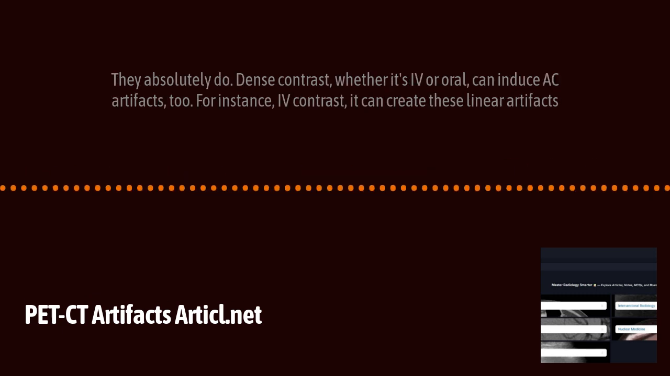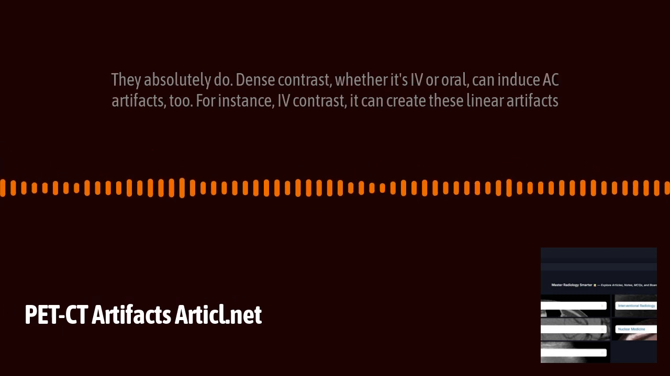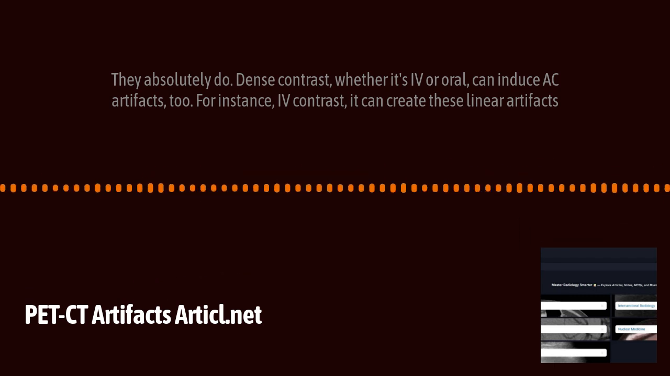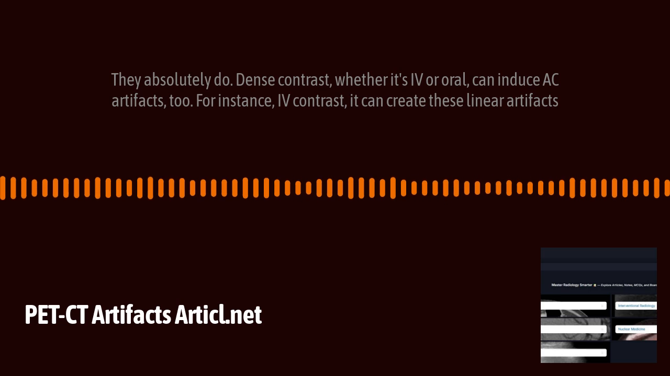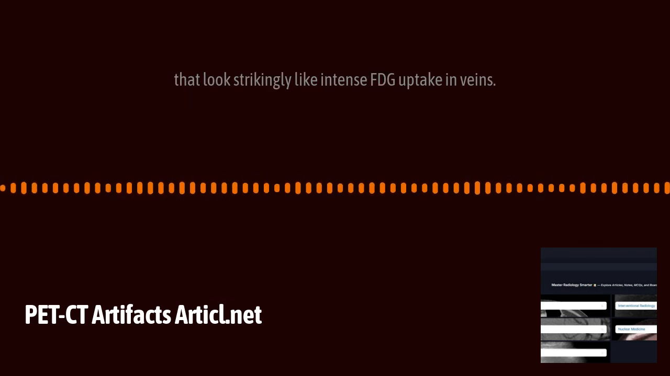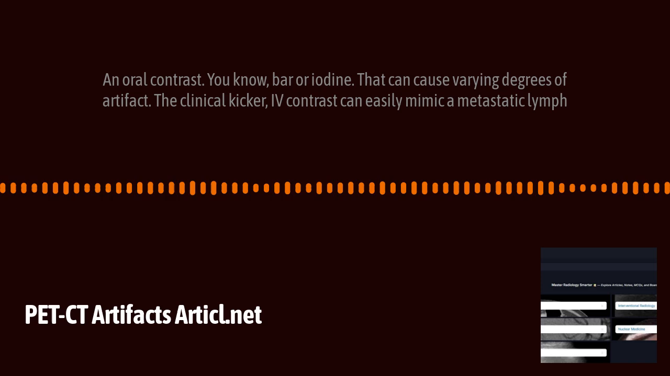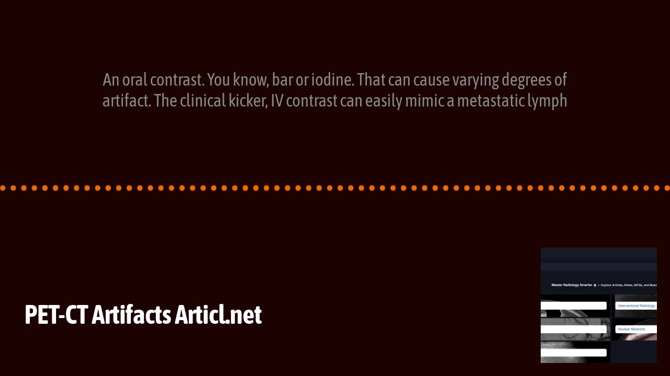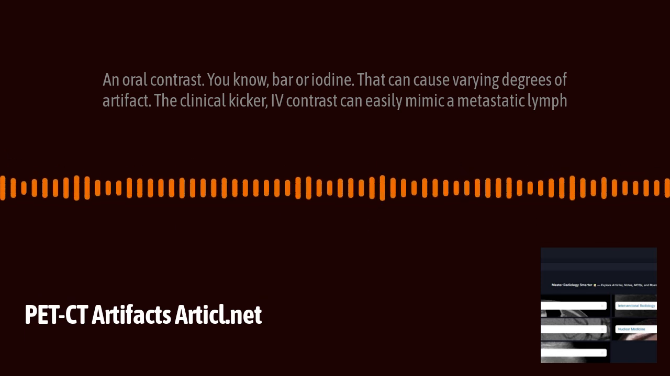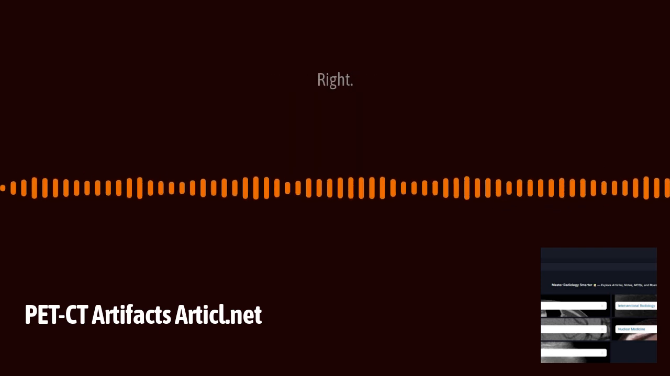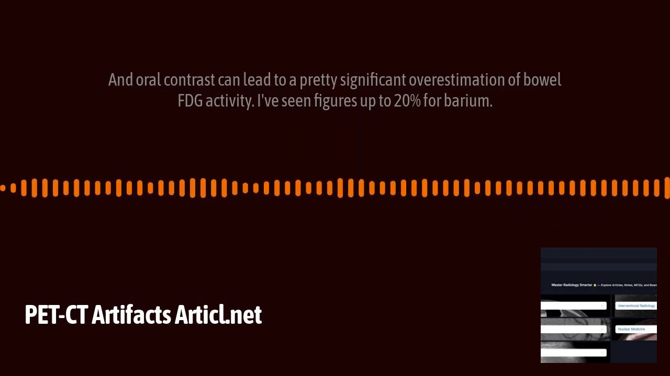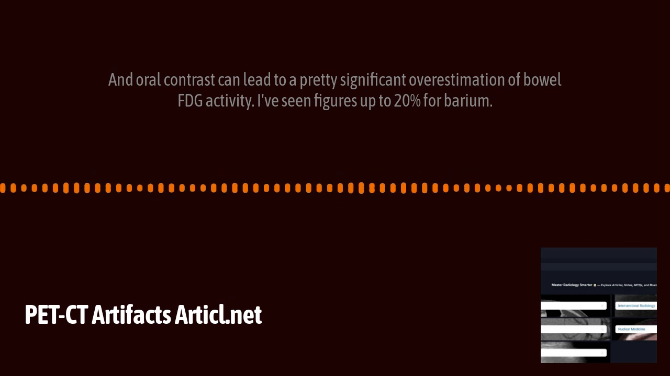They absolutely do. Dense contrast, whether it's IV or oral, can induce AC artifacts too. For instance, IV contrast can create these linear artifacts that look strikingly like intense FDG uptake in veins. Oh, wow. And oral contrast, barium or iodine, can cause varying degrees of artifact. The clinical kicker? IV contrast can easily mimic a metastatic lymph node, say in the axilla. Right. And oral contrast can lead to a pretty significant overestimation of bowel FDG activity. I've seen figures up to 20% for barium.